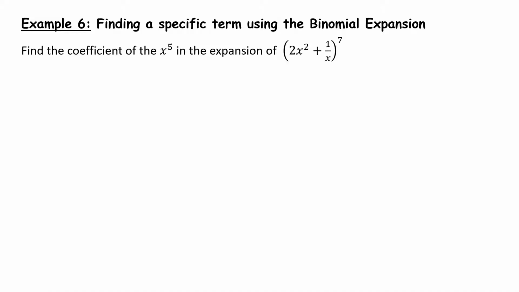Now, the complication here is because both the first and second term within the bracket contain x's, and not just an x. There's an x squared and 1 over x. So these are going to have to work in some kind of combination. So my problem at this point is I don't know exactly which term I want, therefore I don't know which r I need. So what we're going to do is use our general term again, and use that to help us figure out first which term has an x to the power of 5, and from there we're then going to work out what is its coefficient.